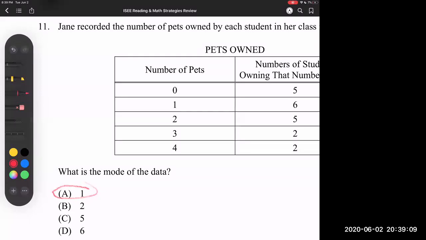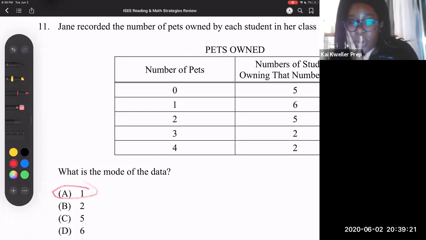No, because I thought I had to multiply the number of people who own that number of pets by the number of pets. Yeah. So six people in the class own one pet, and that's the most people out of that class who own the same number of pets.